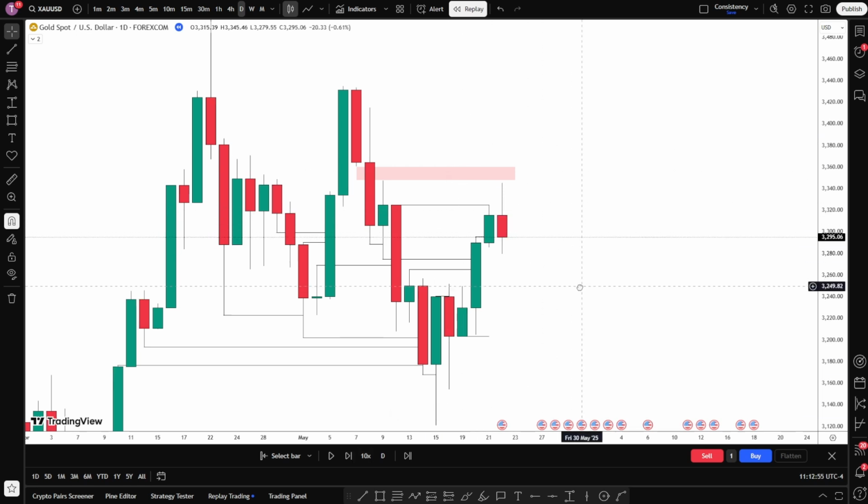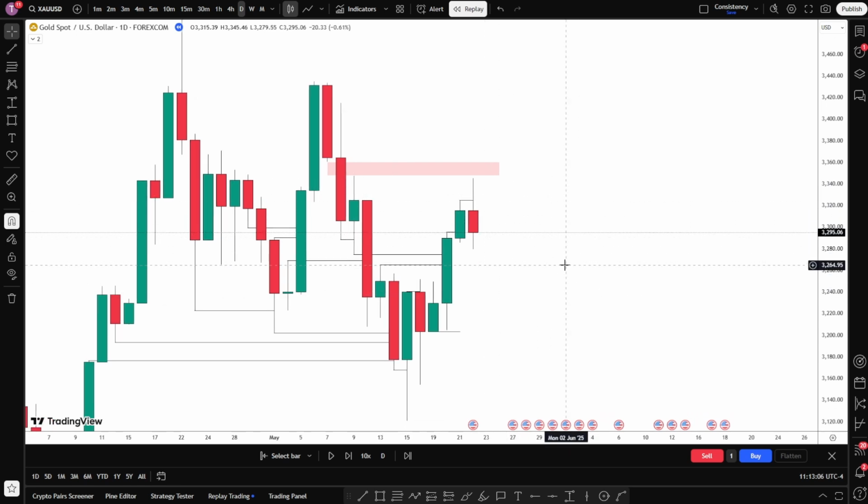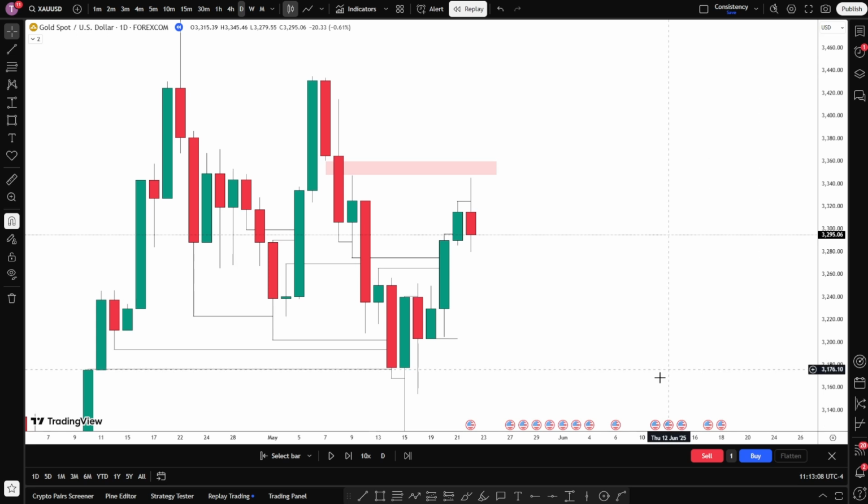And right here we push higher. However, we haven't fully taken out this internal range liquidity. So we have swept the previous day high, and we have now put in a top wick for this candle here. So for me, that is very bearish. However, we have also swept the previous day low and we have tapped inside of another fair value gap.